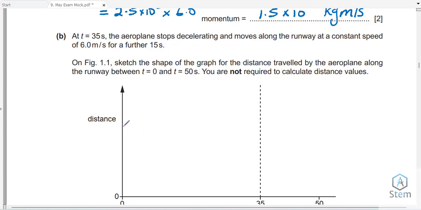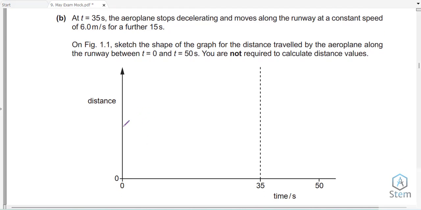At t equal to 35 seconds, the aeroplane stops decelerating and moves along the runway at a constant speed of 6 meters per second for a further 15 seconds. Sketch the shape of the graph for the distance traveled by the aeroplane along the runway between t equal to 0 and t equal to 50 seconds.